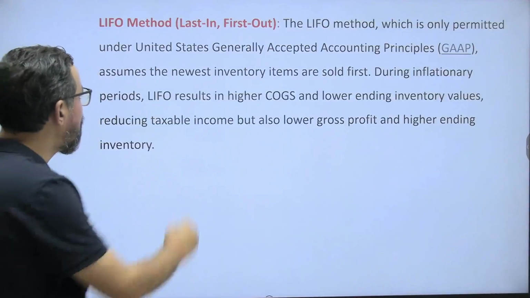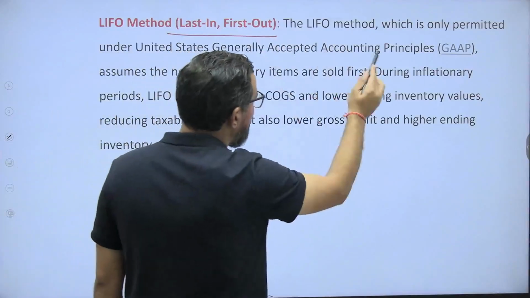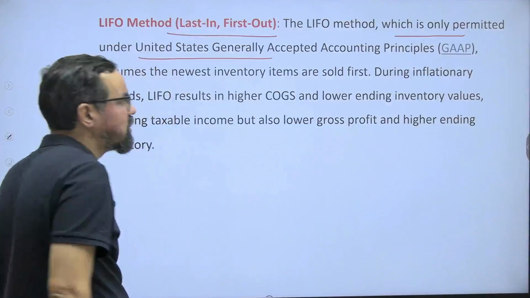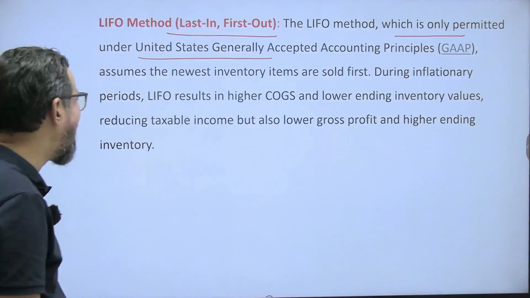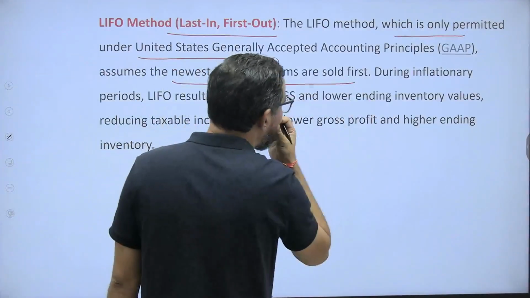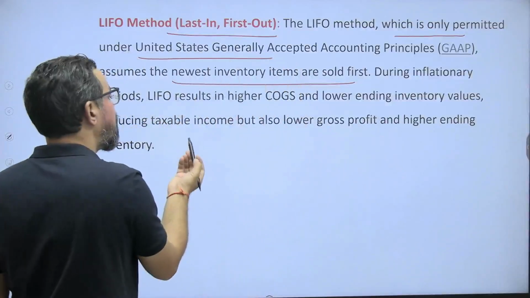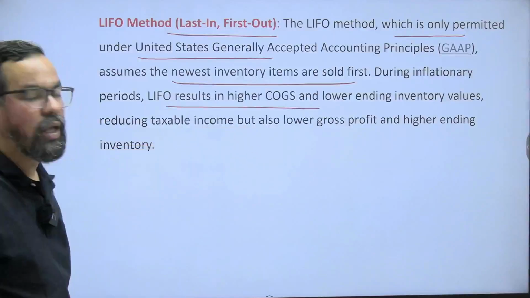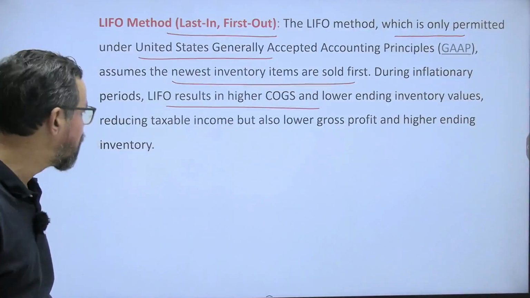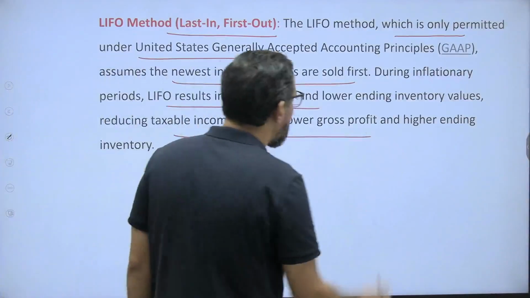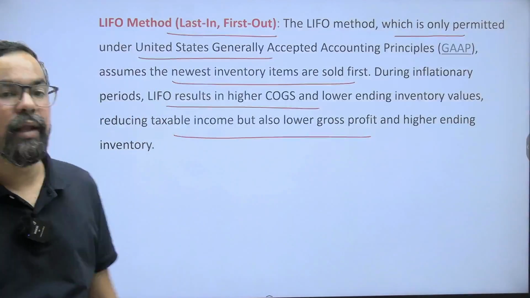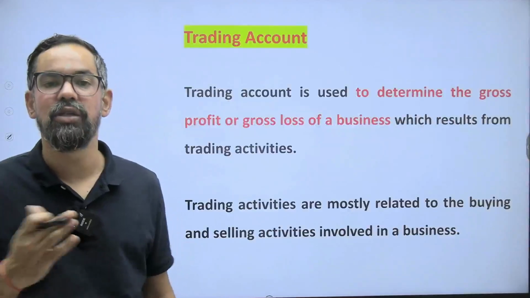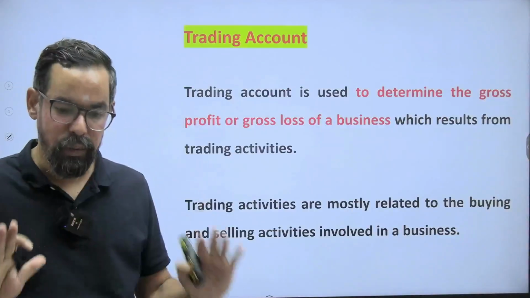Next one, LIFO, last in, first out. This method, which is only permitted under the United States Generally Accepted Accounting Principles, GAAP, assumes that the newest inventory items are sold first. During an inflationary period, LIFO results in higher cost of goods sold, direct cost, and lower ending inventory. Just the reverse of FIFO. So reducing taxable income, but also lowering the gross profit and ending inventories. Okay? So this is all three methods while you do the calculations of your inventory valuation. Hope this is clear to everyone.